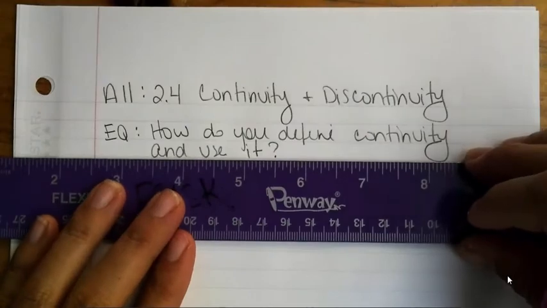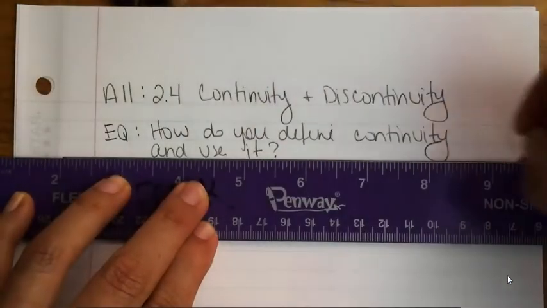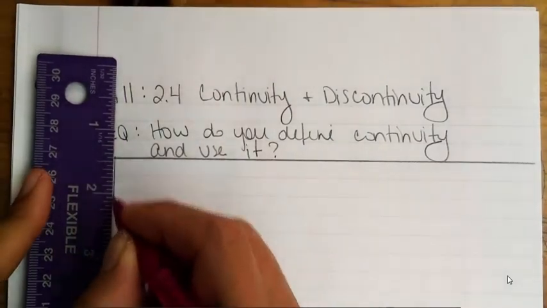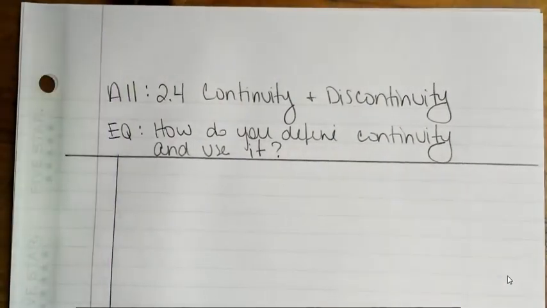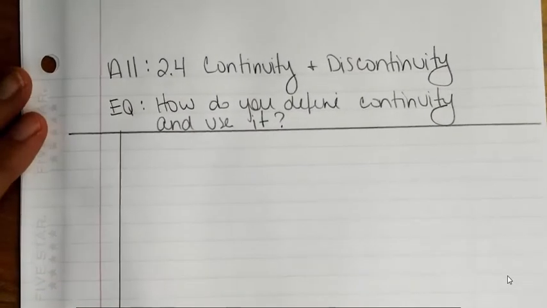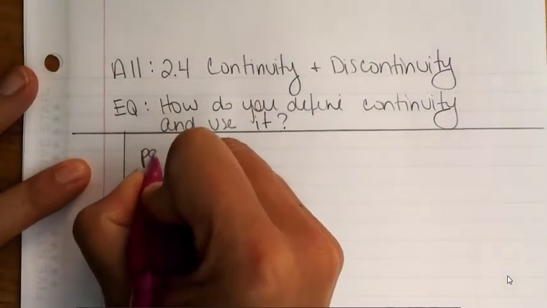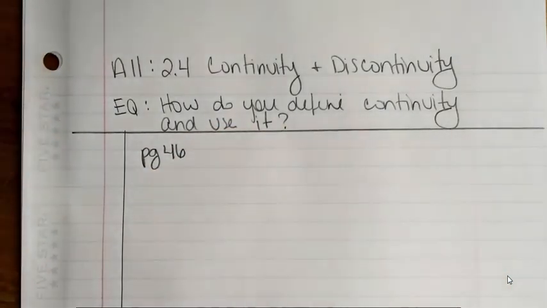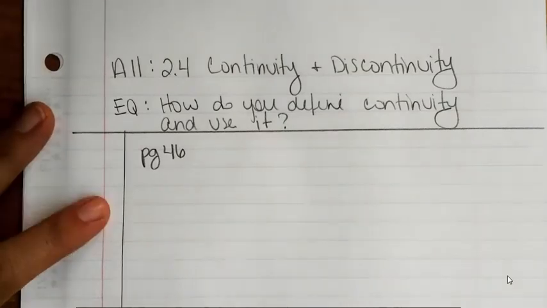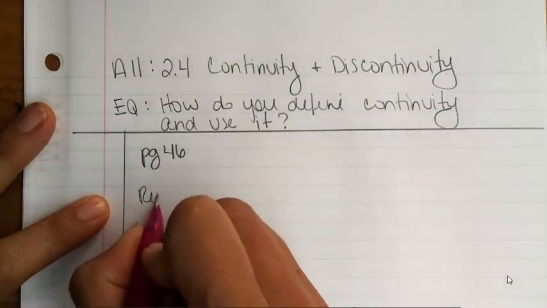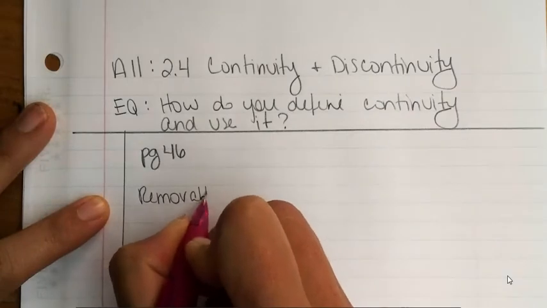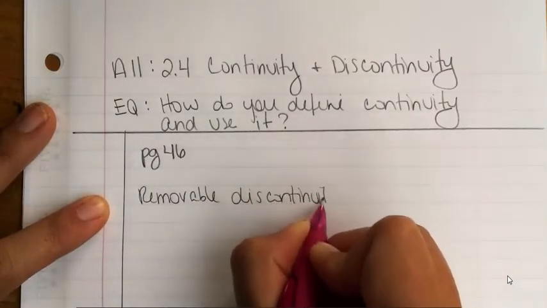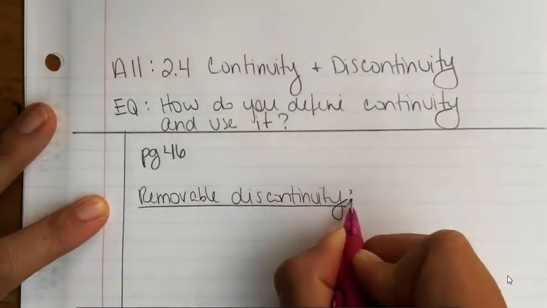So you're going to need to know the different types of continuity and discontinuity. We're going to go over that right now. You have a bunch of definitions on page 46, which I'm going to be going over, and I'll draw a little picture to go with each one. So first type is removable discontinuity, which we've already talked about a couple sections ago.